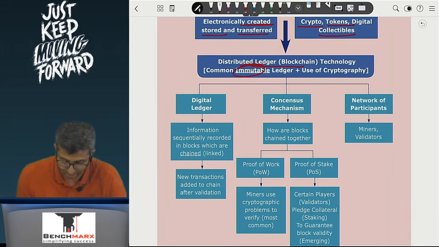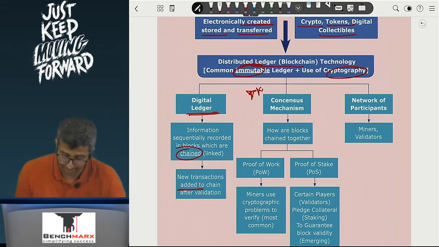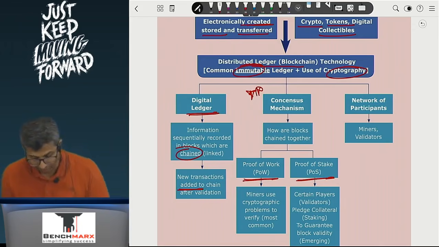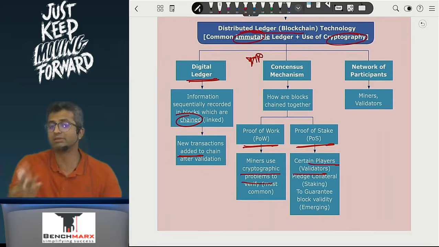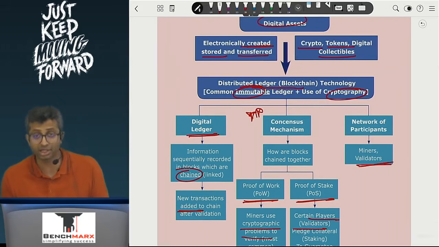So over here, there is a distributed ledger or blockchain technology, the base of which is an immutable ledger which is using cryptography. So there is a digital ledger. Information is sequentially recorded one after the other in blocks, and they are chained. A new transaction can be added only after validation, and the validation happens using a consensus mechanism, which is done either using proof of work, which is more common, or proof of stake. In proof of work, miners will use cryptographic problems to verify, for which they will be rewarded with Bitcoin. In proof of stake, these validators will pledge a collateral, and if they can verify, they will get a return on that collateral. The network participants over here can be miners, validators, etc.